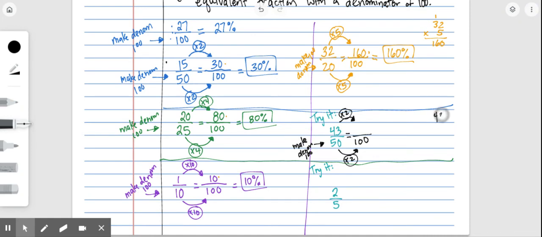I don't know that off the top of my head, so I'm going to do 43 times 2. Again, you can use a calculator if you want to. 2 times 3 is 6. 2 times 4 is 8. So this is an 86, which gives me 86%. If you got 86%, give yourself a star. Nice job on that.